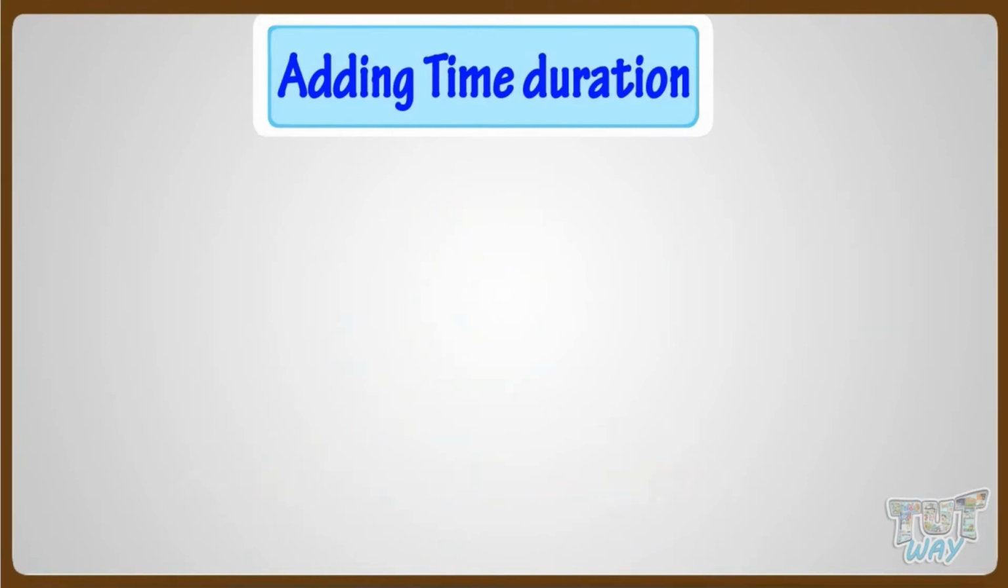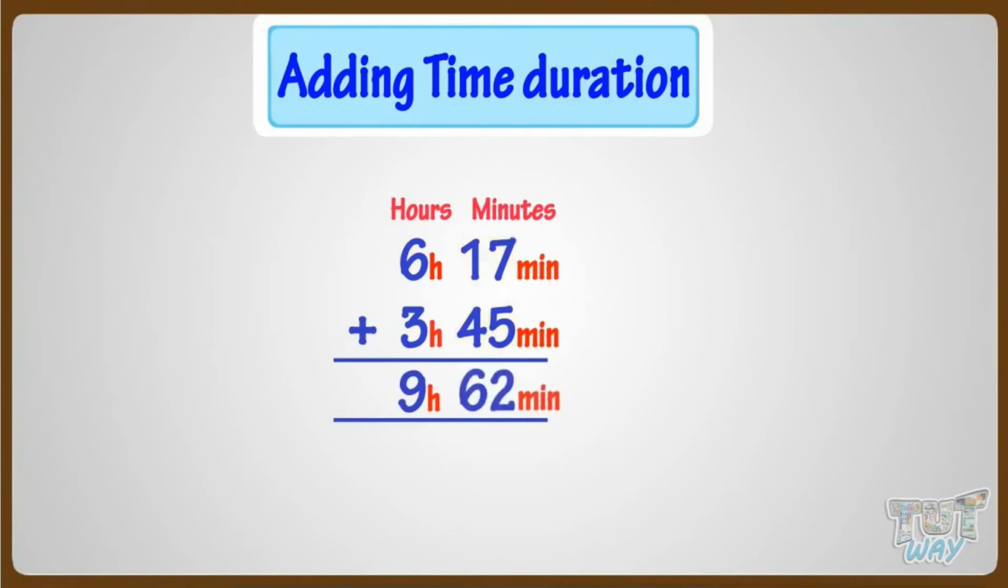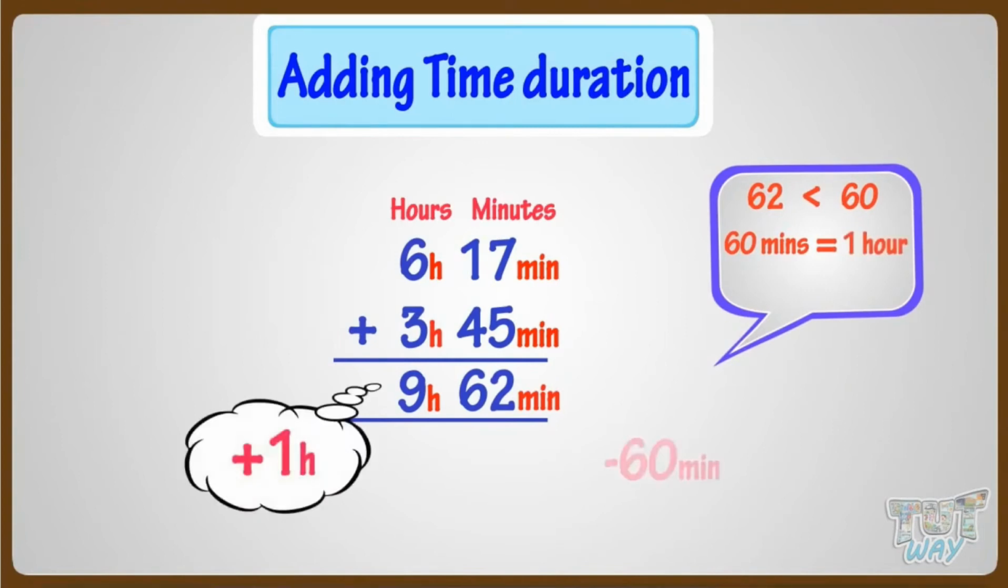We have to add 6 hours, 17 minutes to 3 hours, 45 minutes. Adding hours, we get 9 hours, and adding minutes, we get 62 minutes. Here, the minutes are more than 60. And we know 60 minutes make an hour. So add 1 to hours and subtract 60 from minutes.